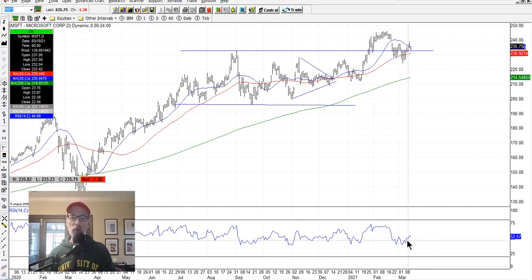As far as being overbought or oversold, nothing's happening there. It's right in the middle near 50, the 52 range. That tells me it's neither overbought nor oversold. So, Microsoft needs to figure out where it wants to go.